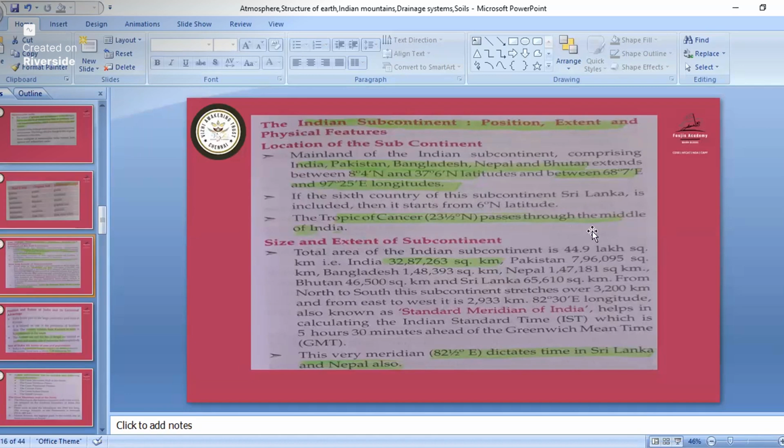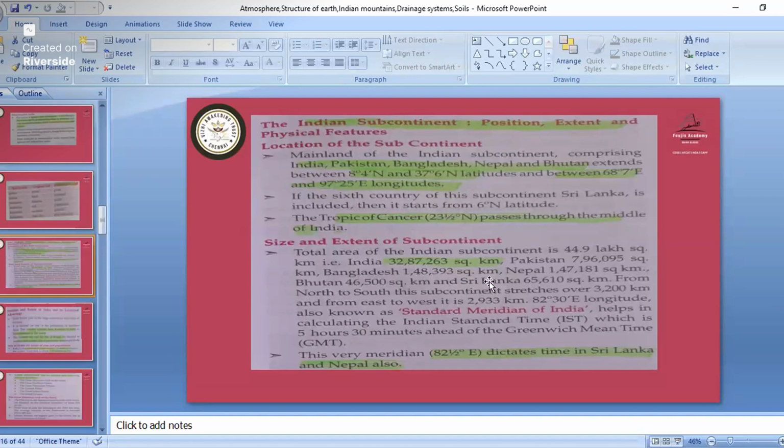And the Tropic of Cancer passes through the middle of India. You must know which states the Tropic of Cancer passes through. If you have a notebook, note it down somewhere. The Tropic of Cancer passes through 7 states: Gujarat, Madhya Pradesh, Chhattisgarh, Jharkhand, Rajasthan, Mizoram and Tripura. So remember all these states.